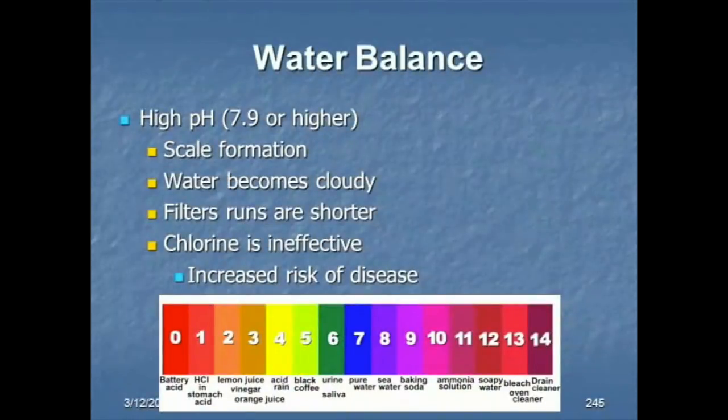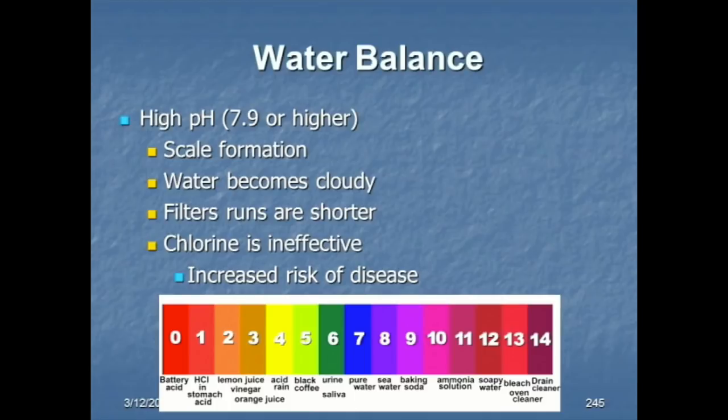Now, I already talked about some situations where you've got a high pH, high numbers for the pH. At higher pH numbers, scale will form. Water tends to become more cloudy. You're going to get beyond the point of saturation for the pool water, and that's where the cloudiness can come into play. The chlorine, we've already discussed that. You get the hypochlorite ion. The chlorine is ineffective. You have an increased risk for disease in your swimming pools.